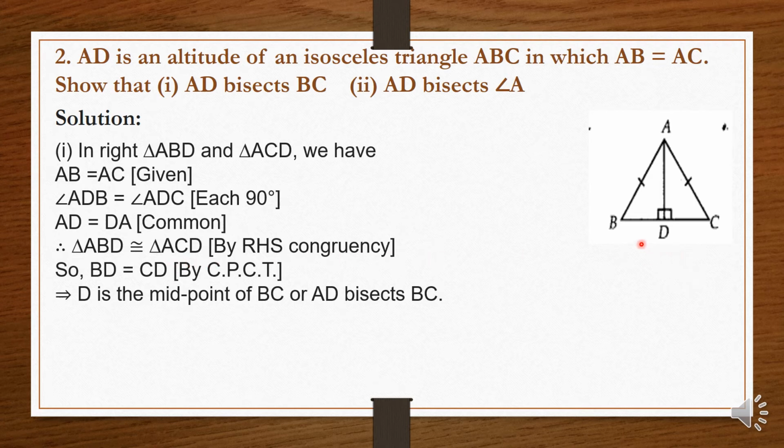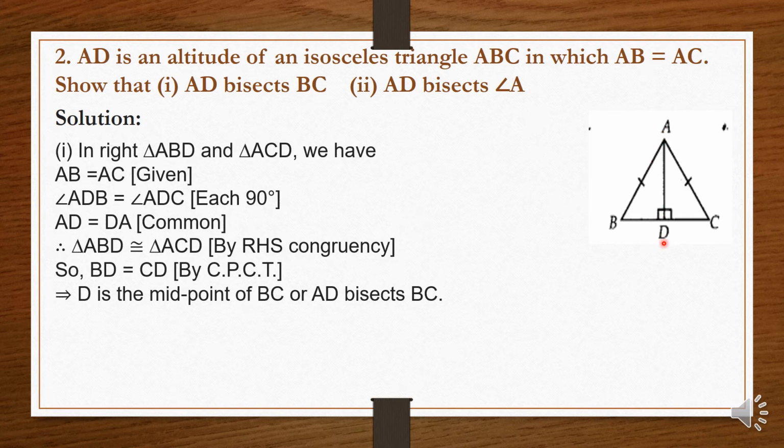Therefore, triangle ABD is congruent to triangle ACD. So, by CPCT we can say as they are congruent, BD will be equal to CD. Now, since BD equals CD, therefore D must be the midpoint of the line BC, and hence we can say that AD is bisecting side BC.